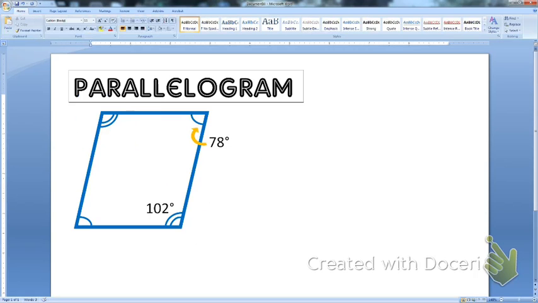So, for this example, the angles are really easy to figure out. If this is 78, well, that one's 78 too. If this is 102, then so is that one. Done. Problem finished. But what if your problem only gives you one of these angles?